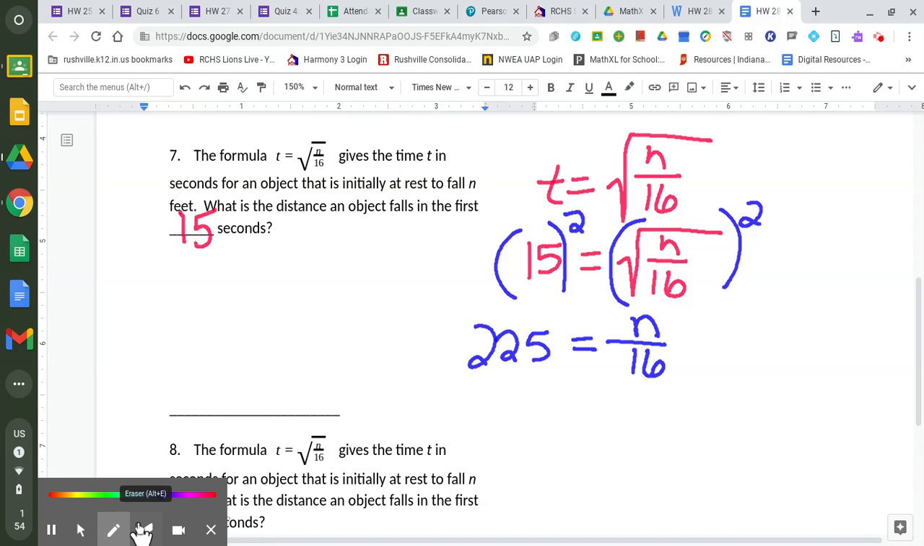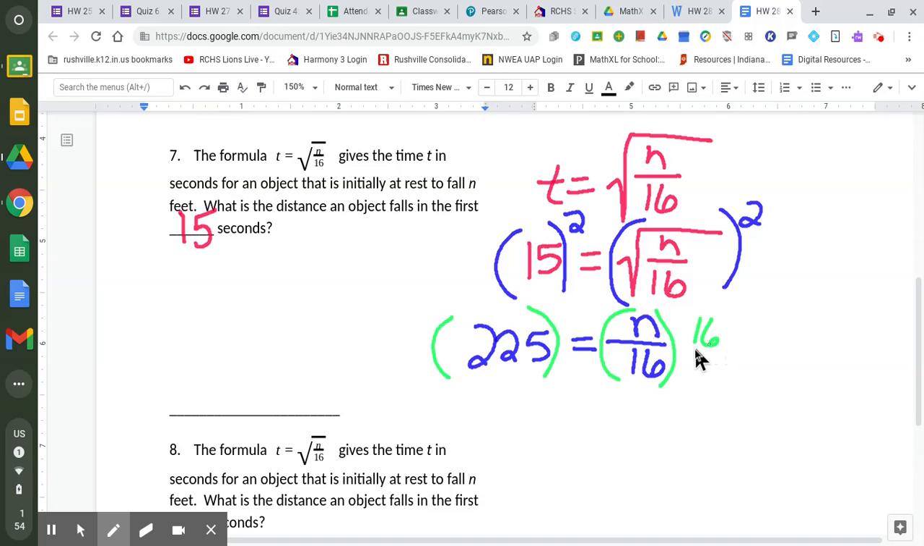And now I want to get n all by itself. So I need to multiply both sides by 16 over 1 so that that will cancel and that will cancel. And I have n equals, and then I'm just going to do 16 times 225, 3,600.